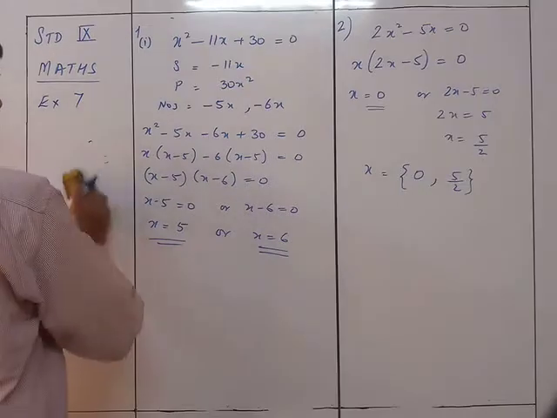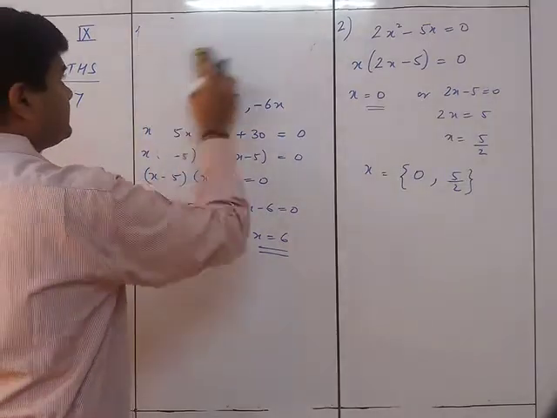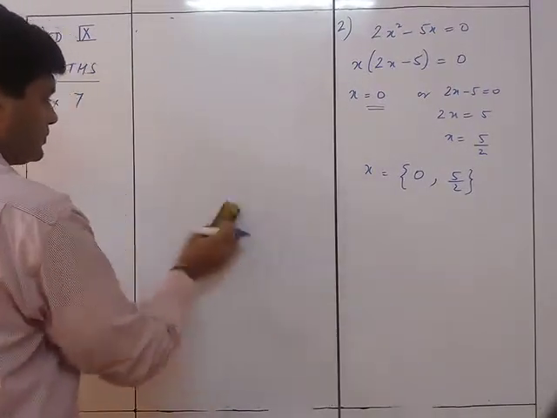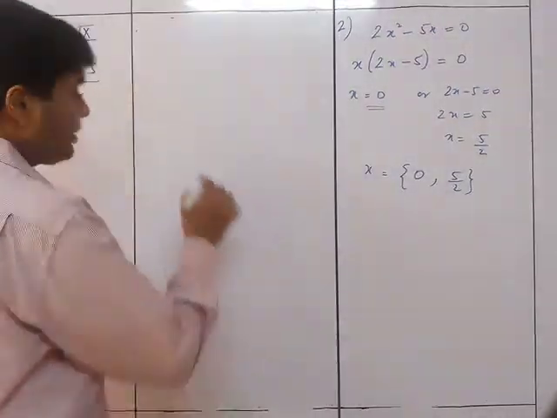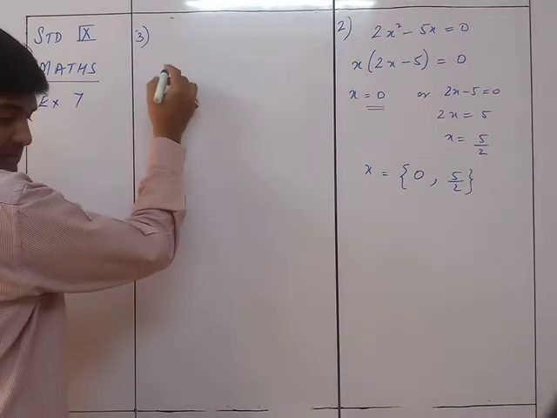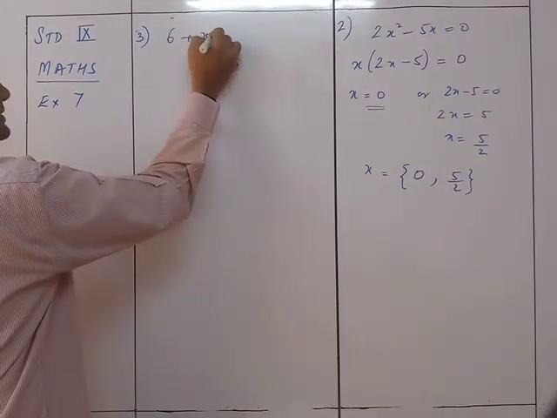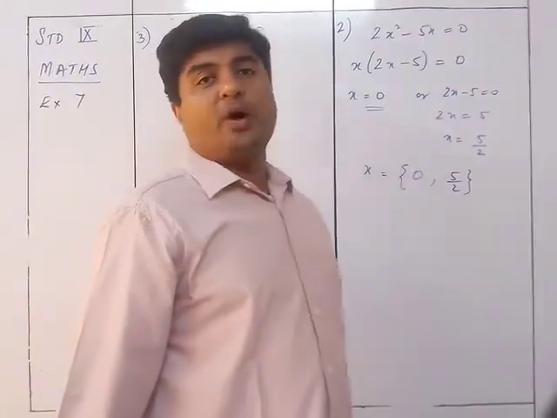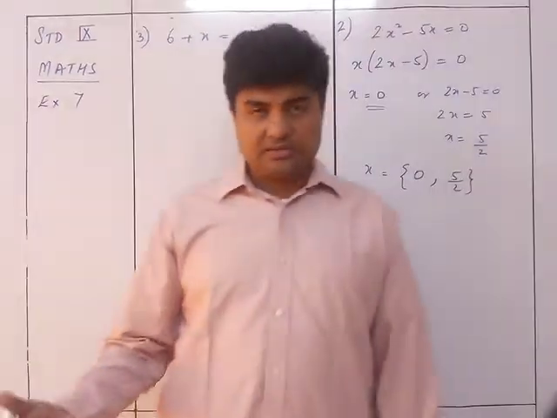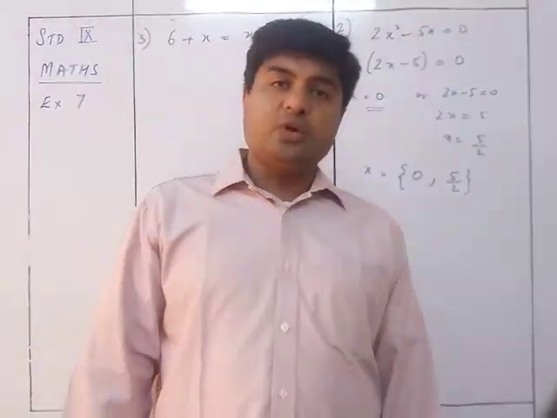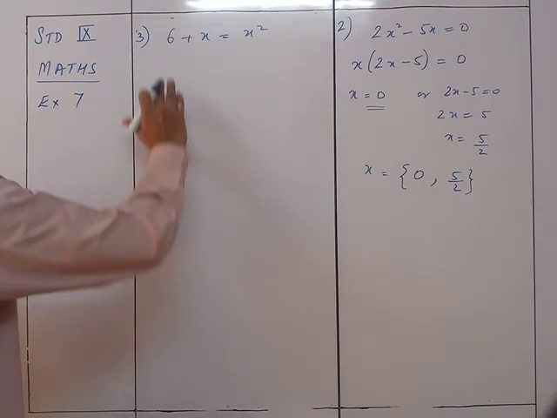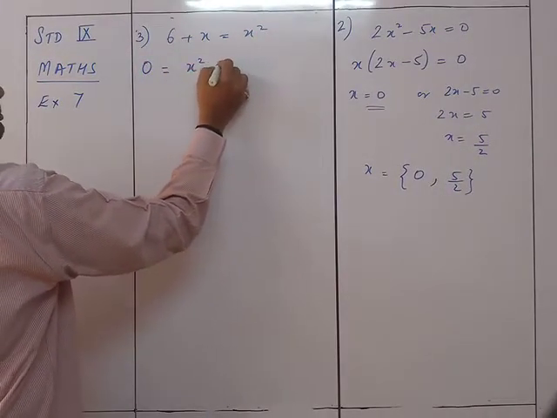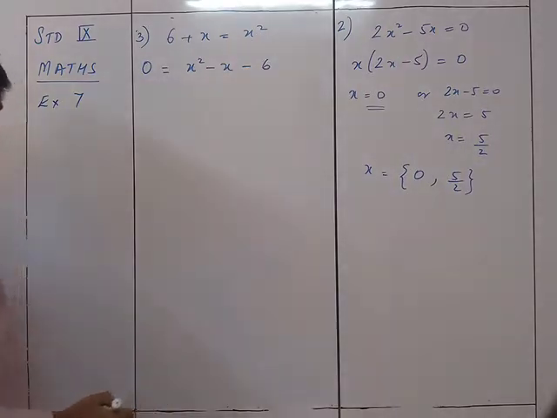Got it? This was sum number 2. We now move on to sum number 3. Sum number 3 is 6 plus x equals x square. Now you can see that this is not in the form of ax square plus bx plus c. So we need to first convert it into that form. So let's bring everything on this side. So we'll have 0 equals x square minus x minus 6.